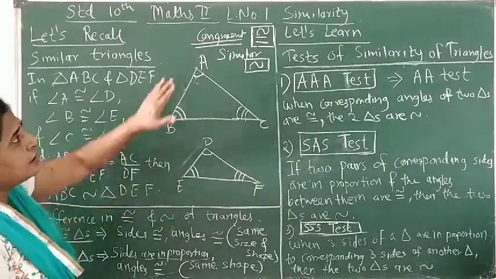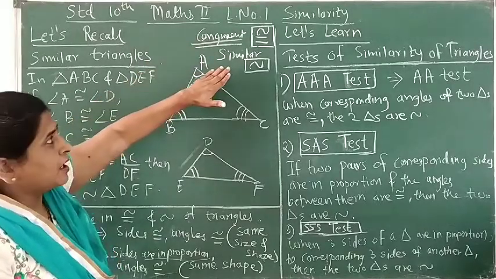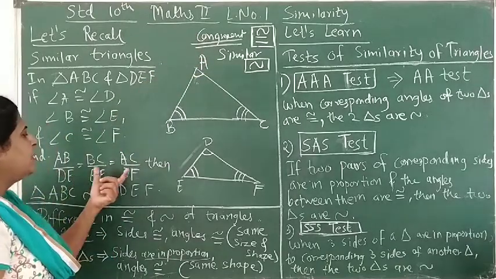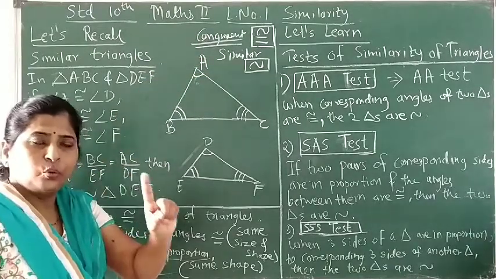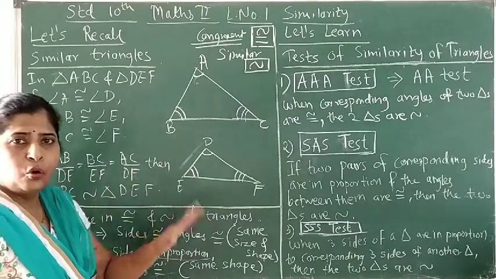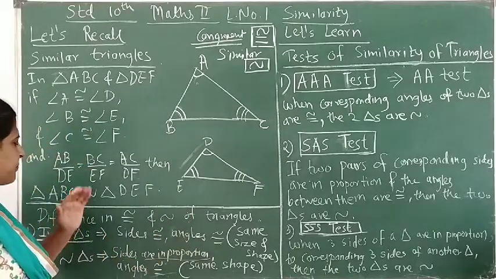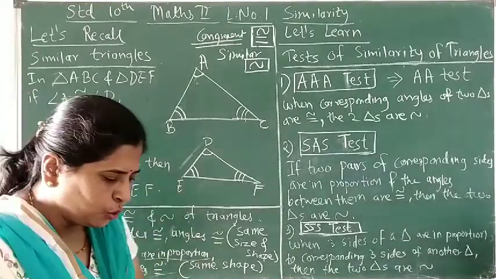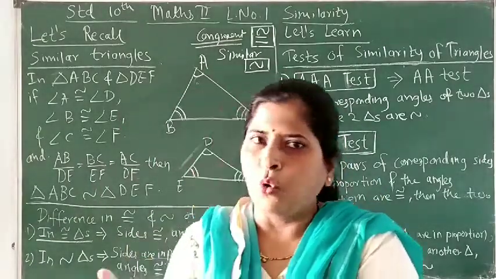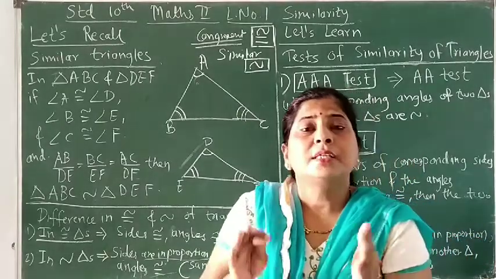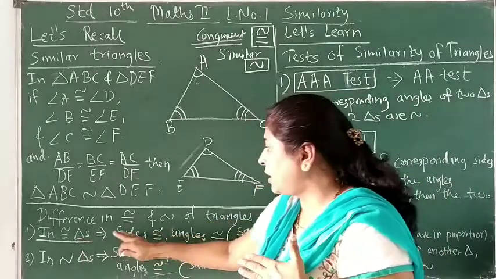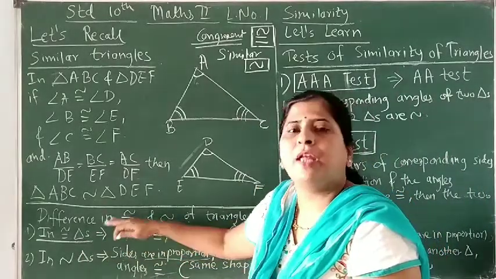So we can say that congruent figures are similar, and similar triangles or figures are congruent only if the value of the ratio of their sides is 1. If this ratio is not 1, then they are not congruent. So always we have to remember that in similar triangles, corresponding angles are congruent and sides are in proportion, and in congruent triangles, corresponding sides are congruent and corresponding angles are congruent.